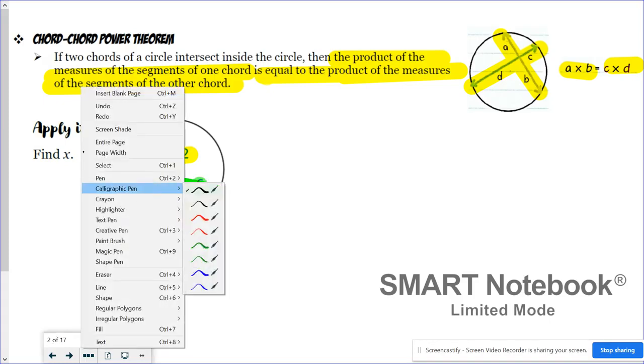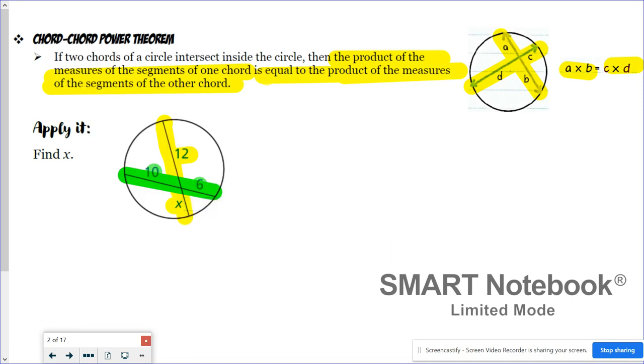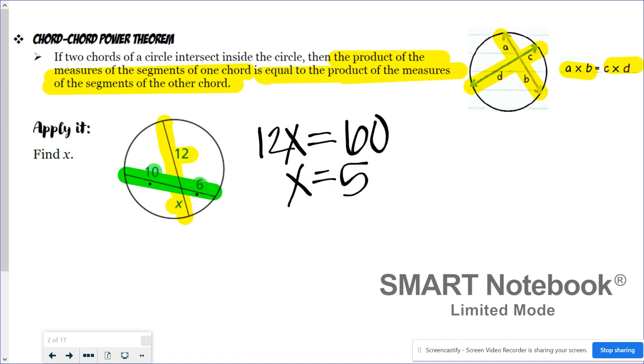So I'm just going to use my Chord-Chord Power Theorem to create equations. So the product of the measures of the segments of one chord. So if I'm looking at my yellow chord, I'm talking 12 times X. This is equal to the product of the segments of the other chord. So 10 times 6 is 60. I do the math and I get that X is equal to 5. Yeah, that wasn't bad at all.